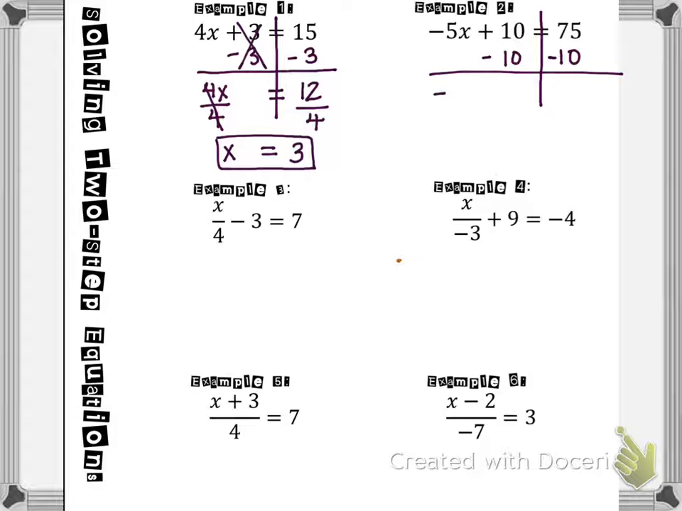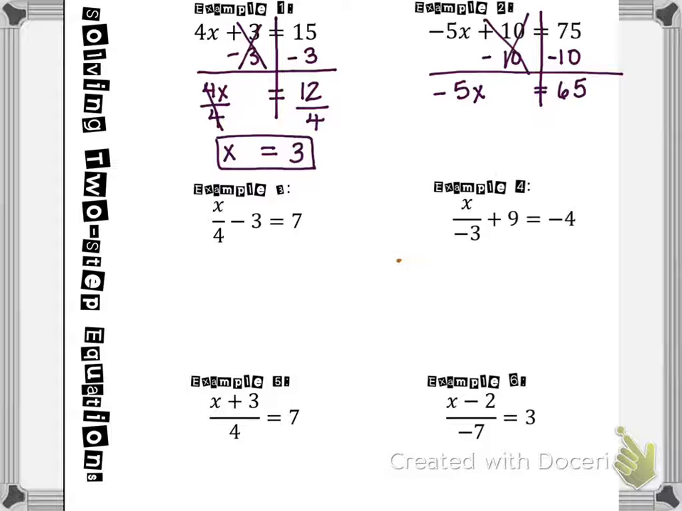I bring down that negative 5x because I haven't done anything to it so far. Positive 10 minus 10 gives me 0. So now I'm just left with that on the left side of the equal sign. On the right side, I need to do 75 minus 10, which is 65. Negative 5 times x equals 65.